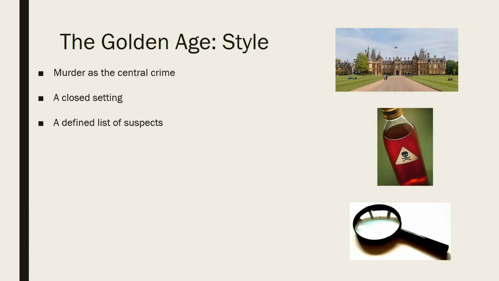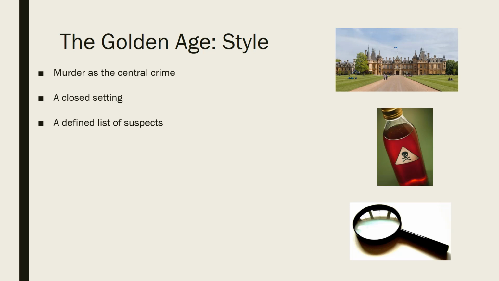The only possible guilty party has to be among a limited number of people who had access to that closed setting. So if the murder happened on a train car while the train was in motion, then the guilty party has to be from among the people that were on that train. If it's in a manor house, if they're snowed in for the weekend, then it has to be the people that were in the house at that time. The closed setting gives us a defined list of suspects.